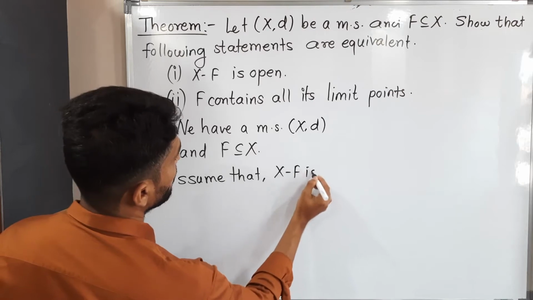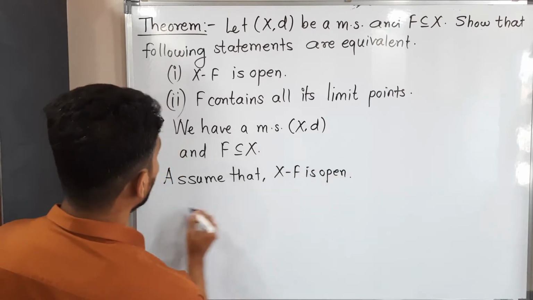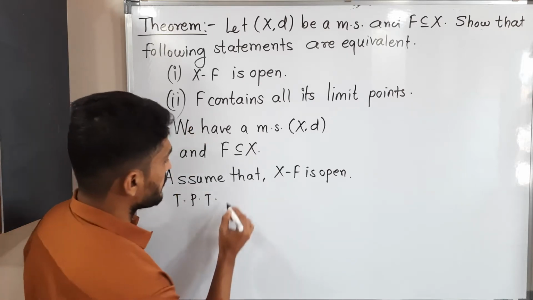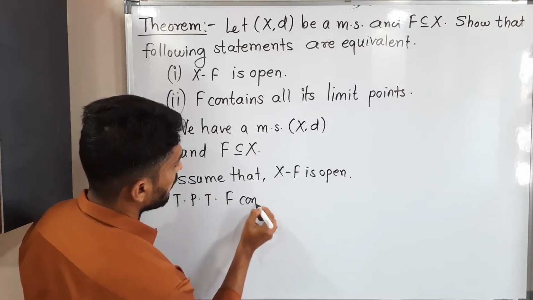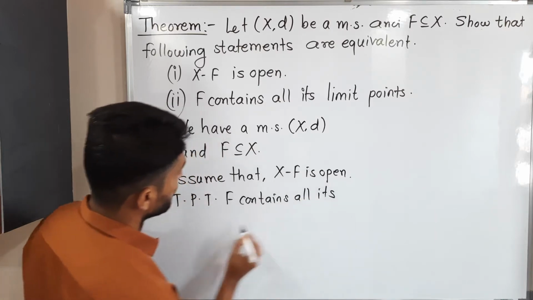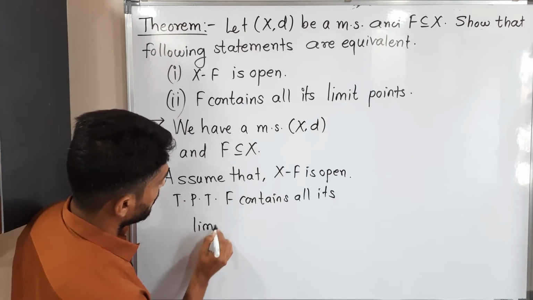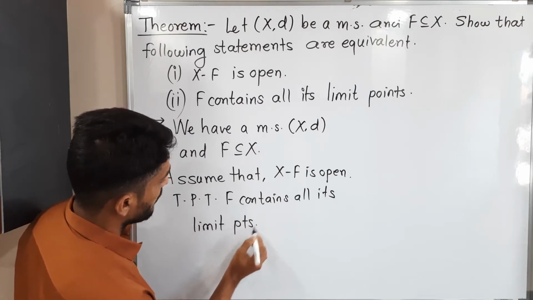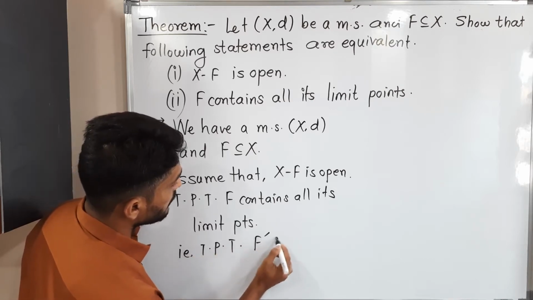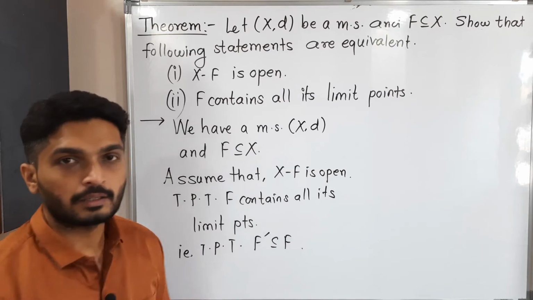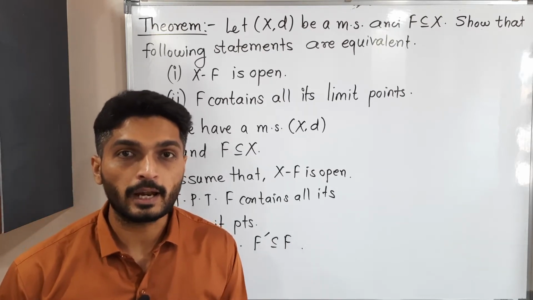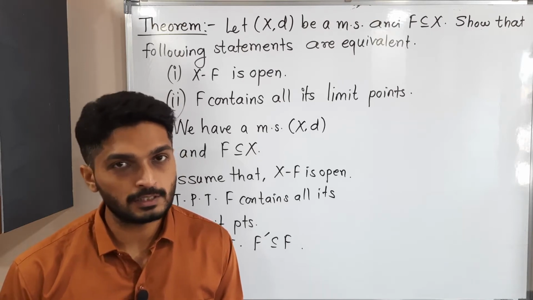X minus F is open. And what we have to prove? To prove that F contains all its limit points. That is to prove that F dash is a subset of F. F dash means the set of limit points, or we can call it the derived set, is a subset of F. This thing we have to prove.